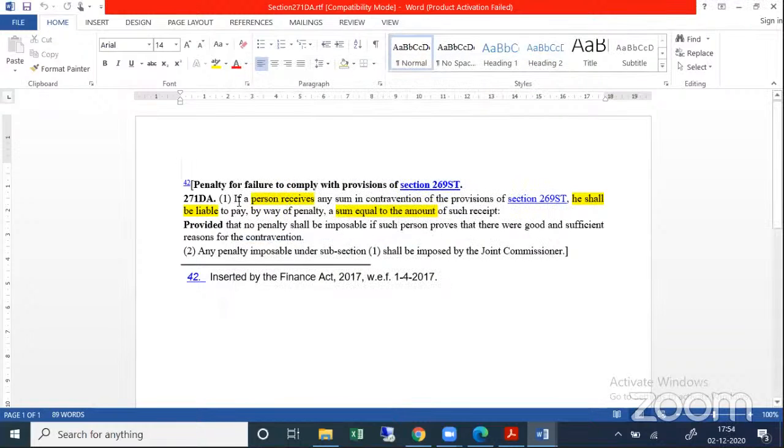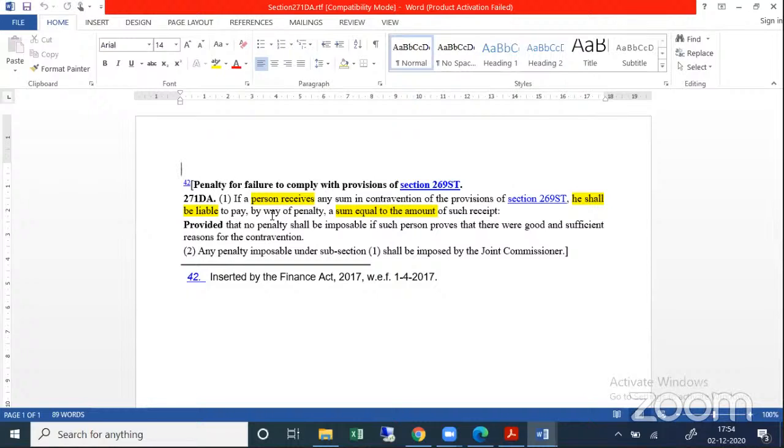So when we are talking about failure to comply with the provision of 269ST, where a person receives such amount, who would be liable to pay? Again, the person who has received. So in effect, when I have taken a loan of 3 lakh rupees and repaid 3.36 lakhs with interest, I am liable to pay penalty of 100% under 3 sections, which are section 271D, 271DA, and 271E.